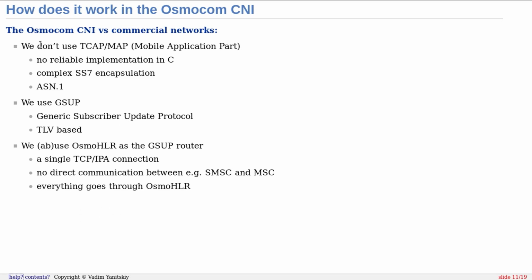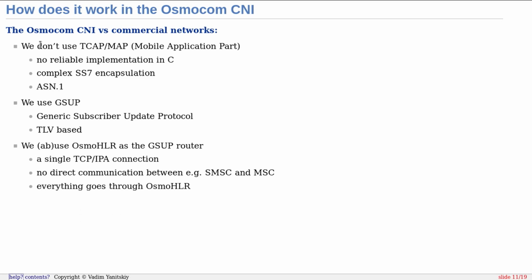So we use GSAP. It stands for Generic Subscriber Update Protocol. It's a simple TLV-based protocol that runs over a TCP IPA connection. And we basically abuse Osmo HLR as the kind of GSAP router. There is no such thing as a gateway MSC. We use the HLR for that.